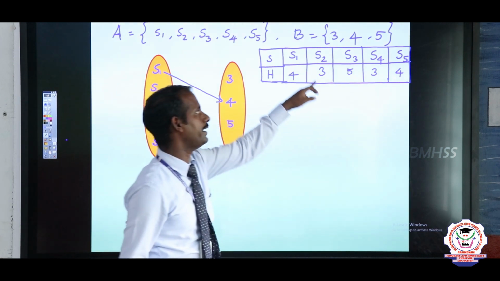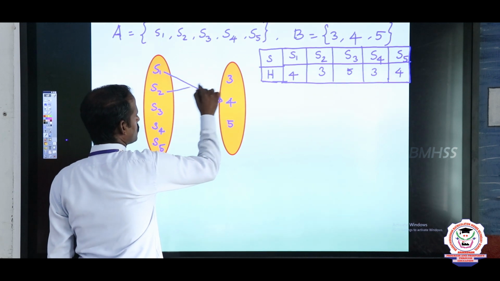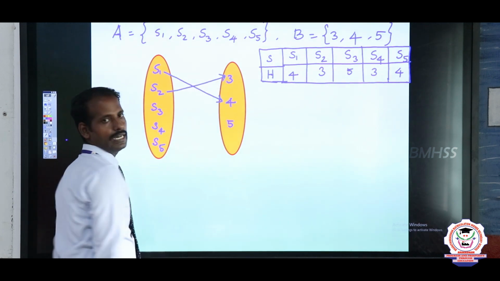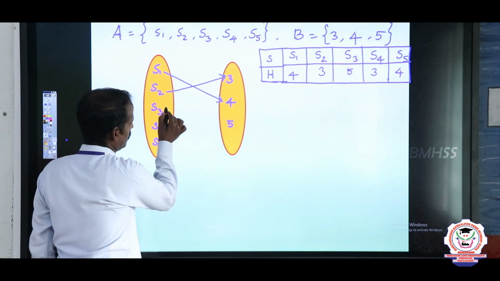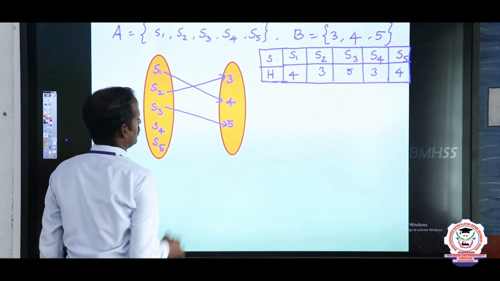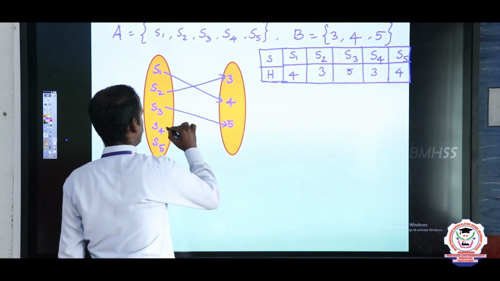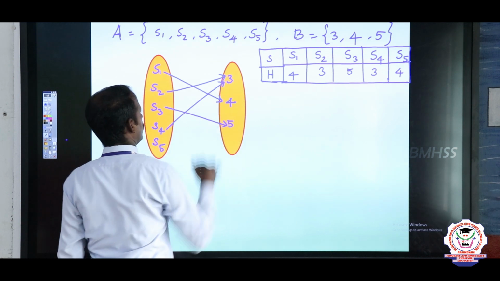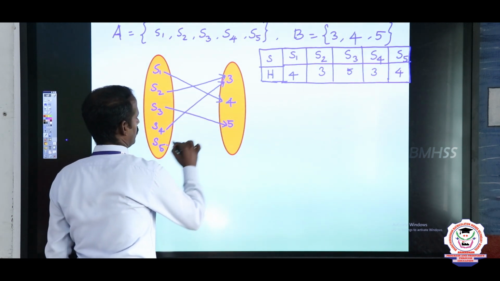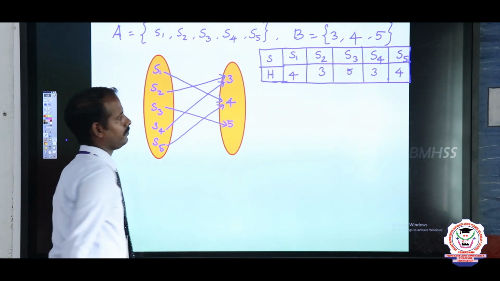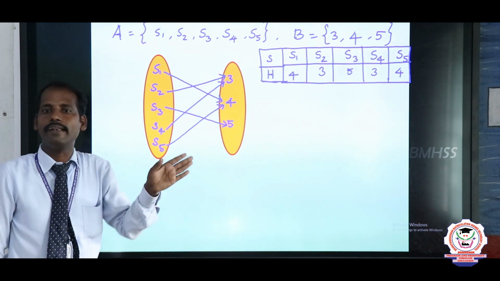Then S2 height is 3. So student number 2, height of the students S2 3, and then S3 height is 5. Next S4 height is 3. Next S5 height is 4. This is the relation between student and height.